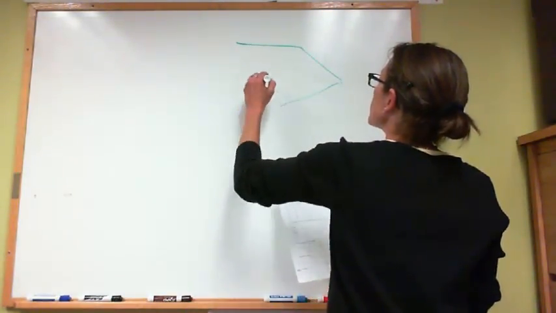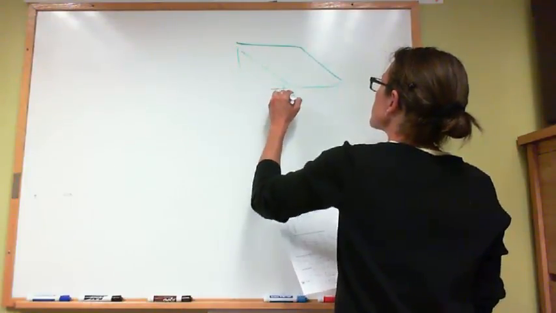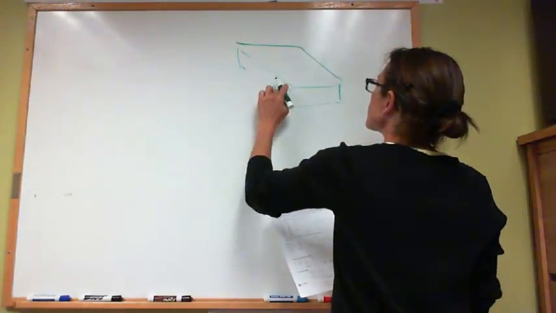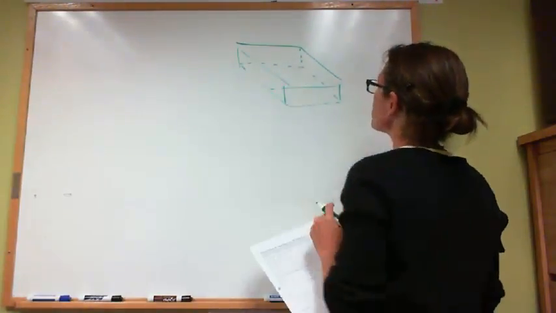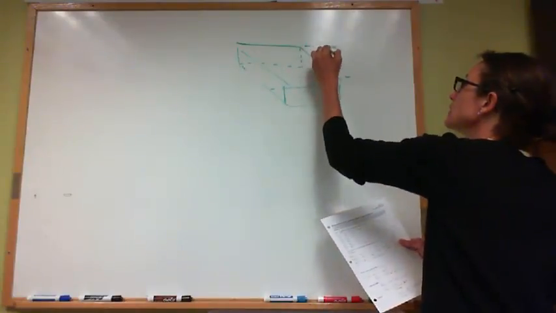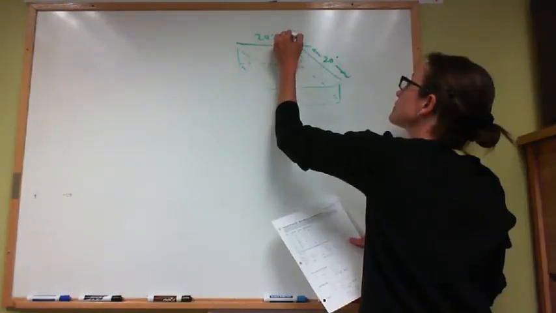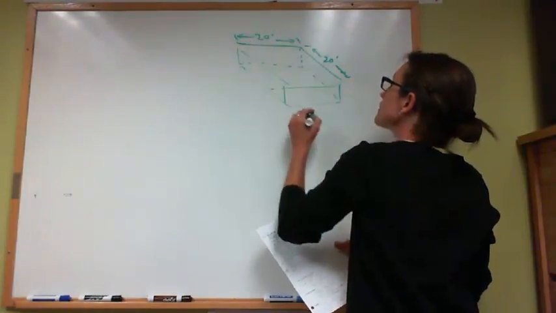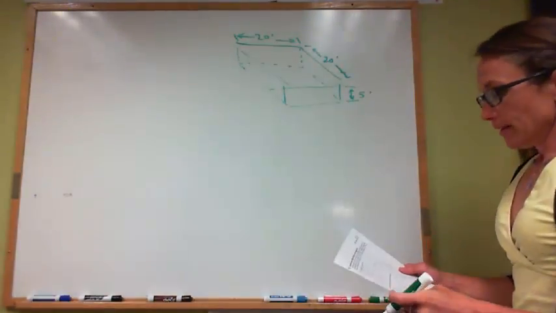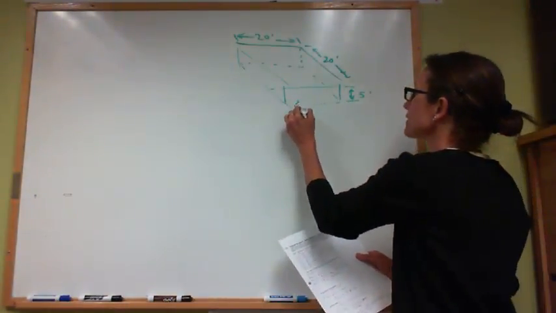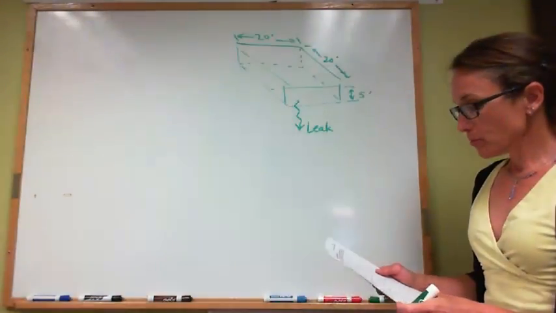So here's our swimming pool. And so it's 20 by 20 and 5 feet deep here. And we know it has a leak at the bottom. That is an outflow to the pool.